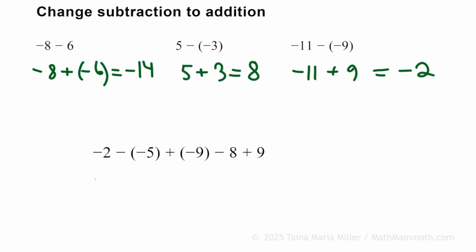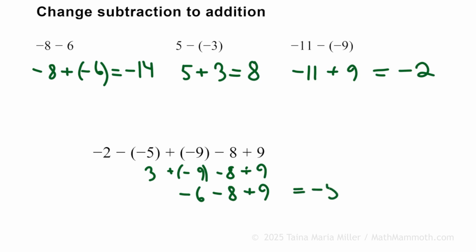So if I do the first method, I would first do -2 plus 5, which is 3. And then the rest of it still stays just like that. Then I would go 3 plus -9, and that's -6. And then -6 minus 8, that would be -14, plus 9, so that would be -5.